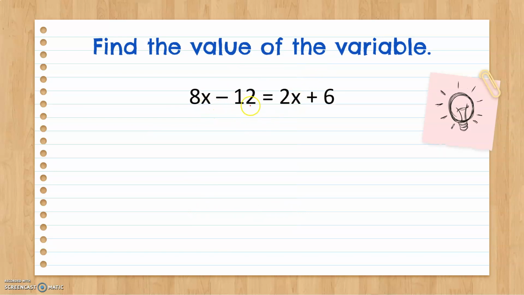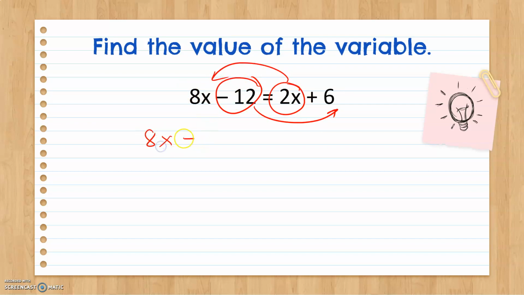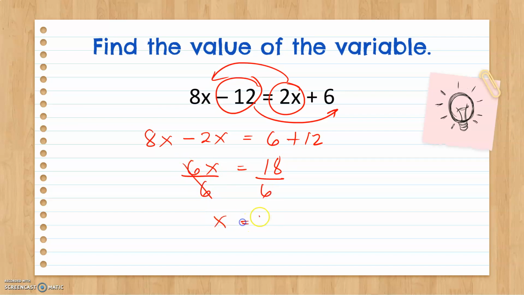Next, 8x minus 12 is equal to 2x plus 6. So let's transpose this one to the other side and this one to the other side. We'll have 8x minus 2x is equal to 6 plus 12. 8x minus 2x is equal to 6x, and 6 plus 12 is equal to 18. Let's divide both sides by 6. We'll have x is equal to 3.